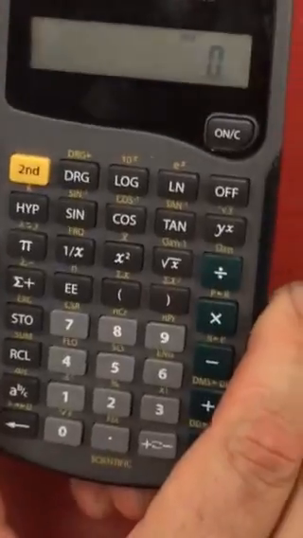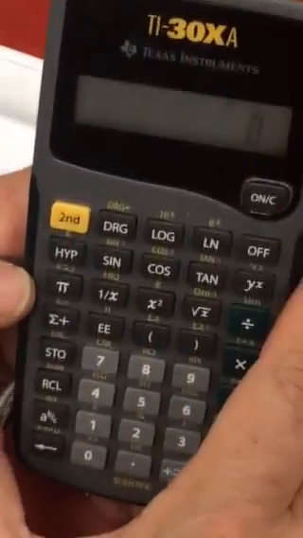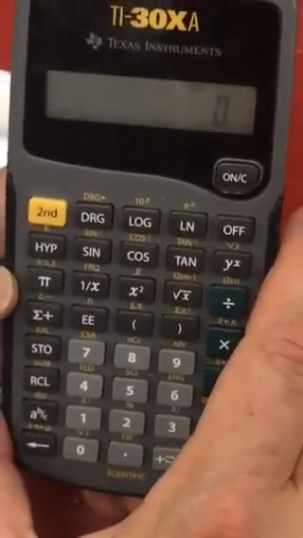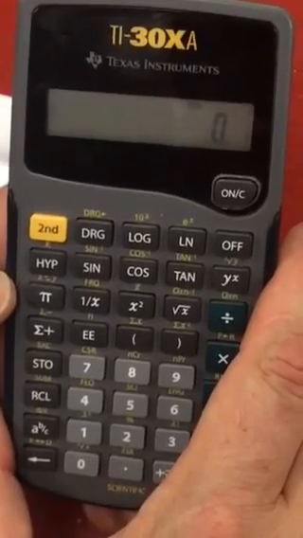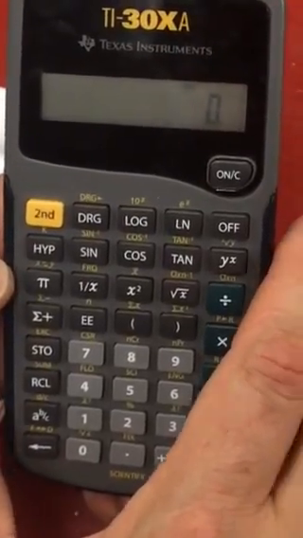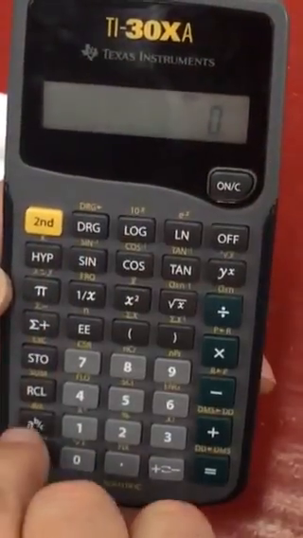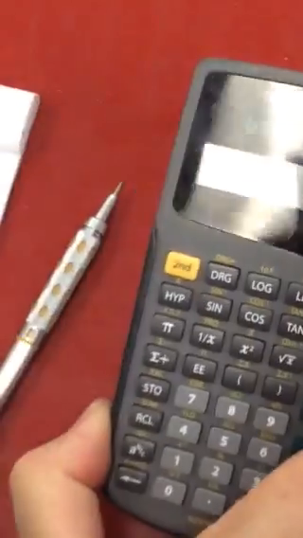I kind of like this calculator because in 2016, that calculator was about $8.77 at Walmart. So very inexpensive, very easy to use. So we're going to get started.